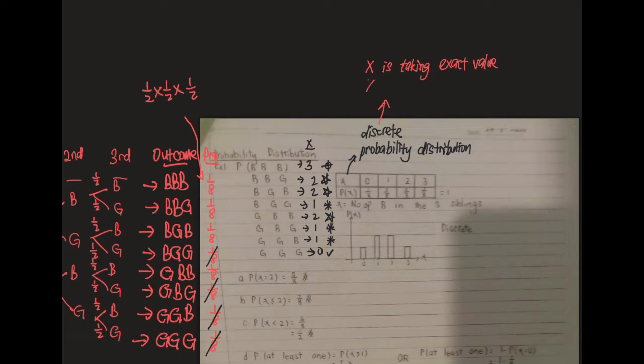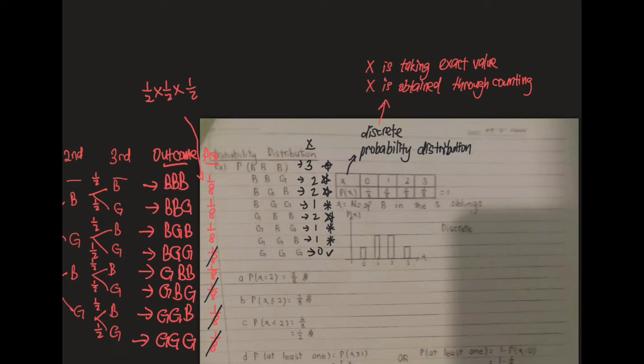X is obtained through counting. Okay, so x is taking exact value. What is meant by that?